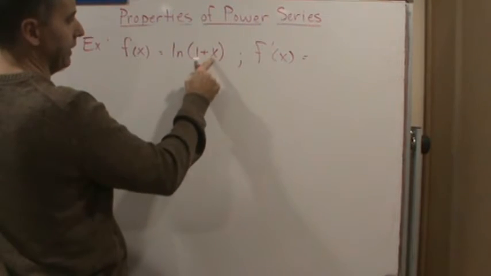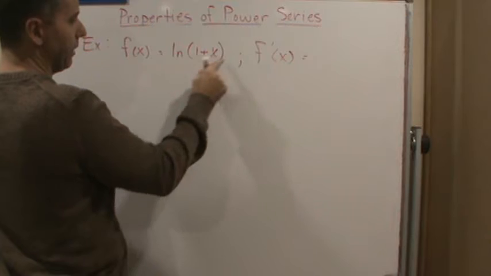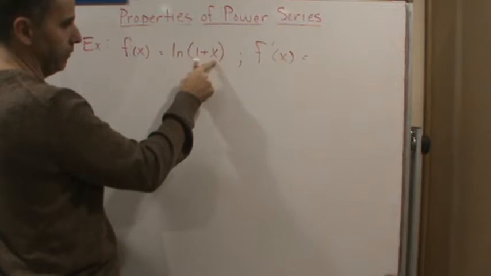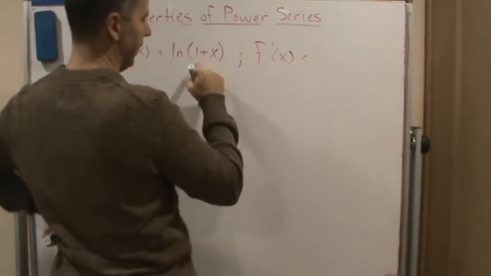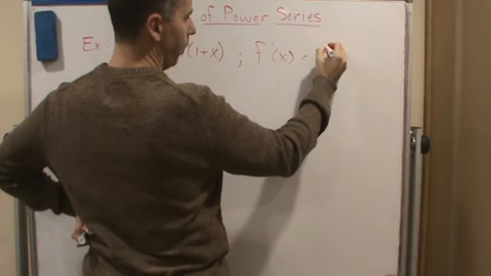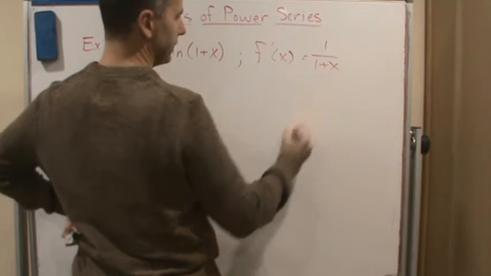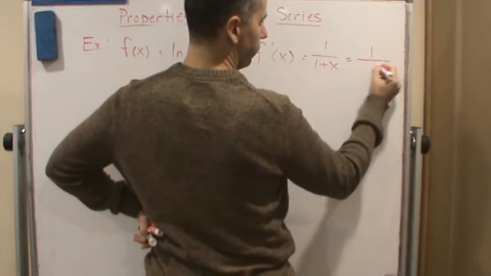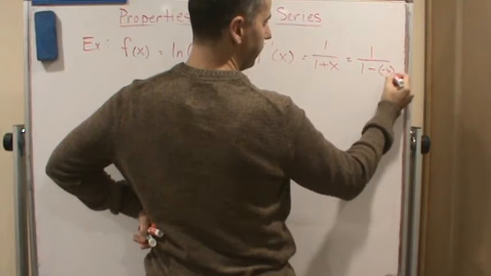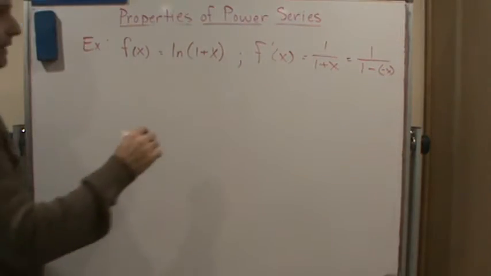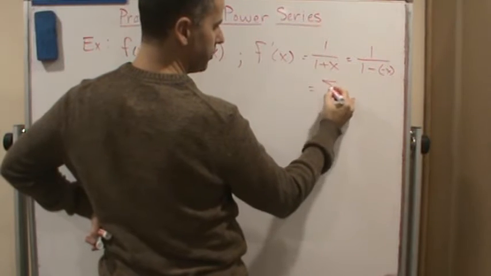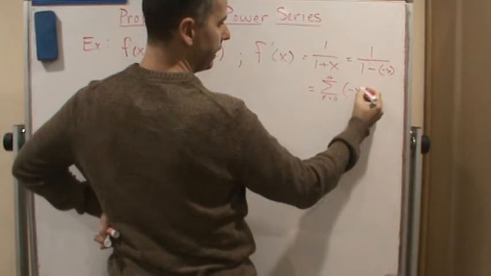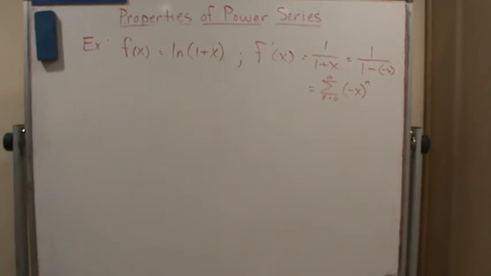The derivative of the inside is just 1. The derivative of the outside function is du over u, where u is the argument. So the derivative of the inside, again, is 1, and it's going to be 1 over 1 plus x. Now, this is equal to 1 over 1 minus negative x. And so now we know that this is equal to the power series representation, the sum from n equals 0 to infinity of negative x to the nth power. Okay, good.